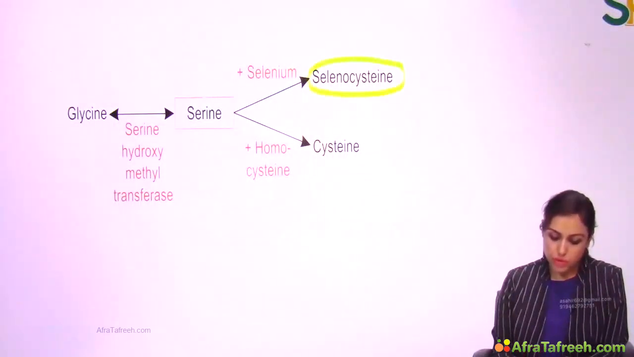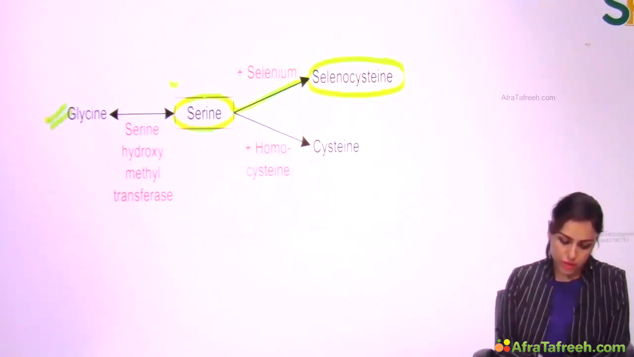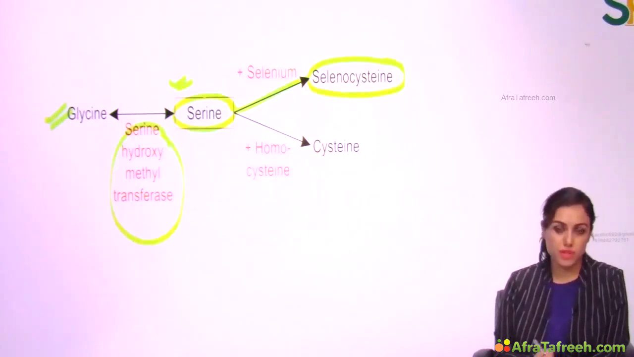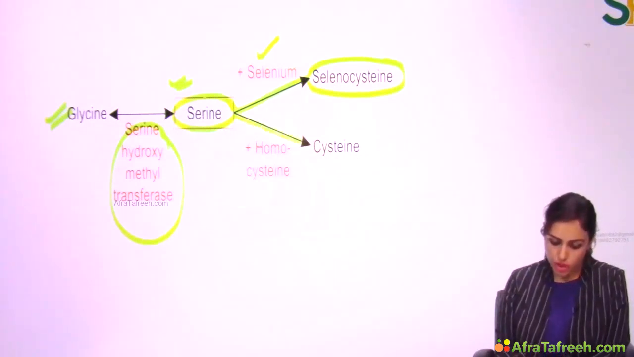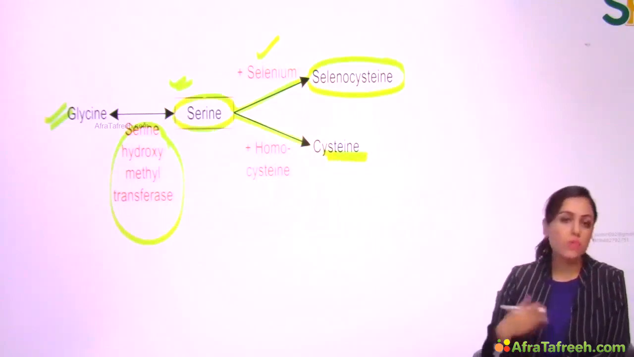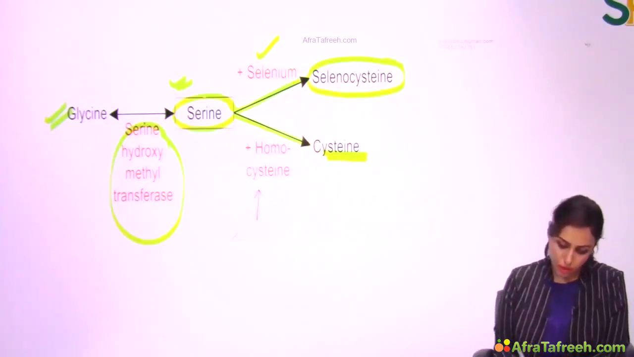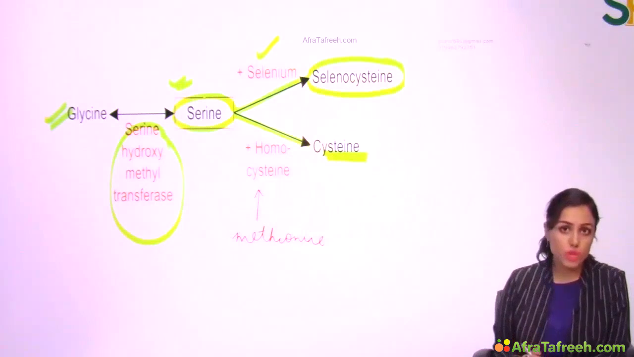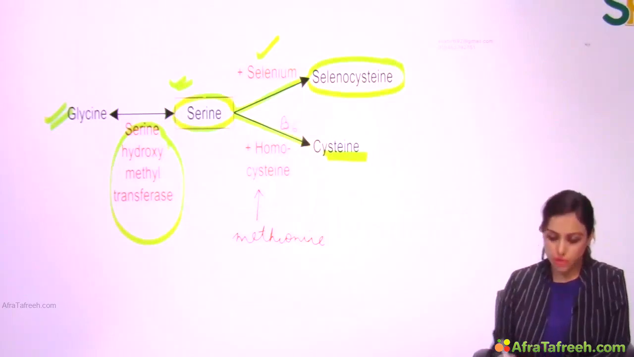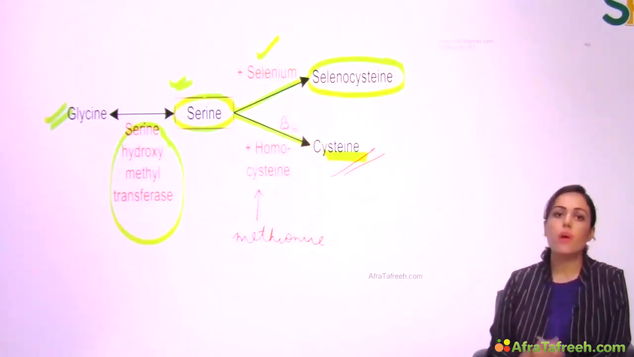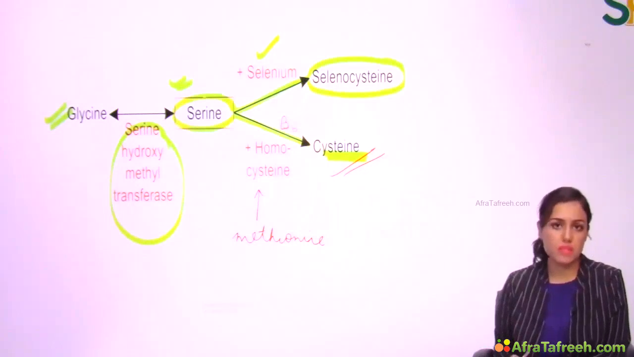Now, the precursor amino acid for selenocysteine is not cysteine. The precursor amino acid is serine. See this, I told you glycine will form serine by the enzyme serine hydroxymethyl transferase. Now, if you add selenium to serine, it will be selenocysteine, the 21st amino acid. Also, serine can be converted to cysteine by adding homocysteine. This homocysteine is derived from methionine, and homocysteine will be converted to cysteine, and here vitamin B6 is required. So for the synthesis of cysteine from methionine, we require two amino acids, serine and methionine, and one vitamin, vitamin B6, right?